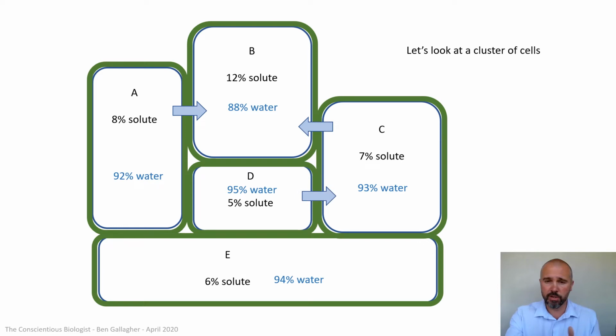95 is higher than 93, so it's going that way. And D to E, have a quick think if you didn't before, it's going down, the 95 to the 94. Hopefully you got all those arrows correct, because that's quite a straightforward way of checking your understanding of osmosis. Of course, we've done A to B, B to C, C to D, and D to E.